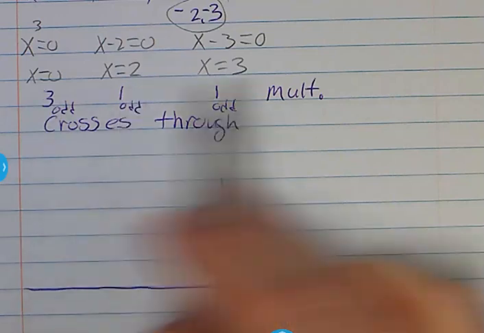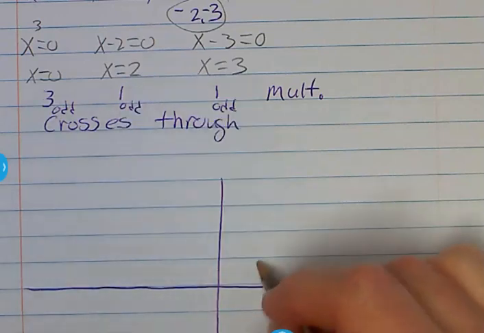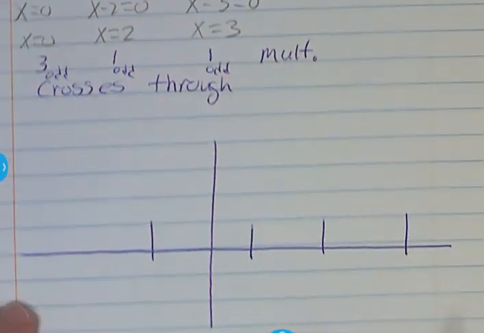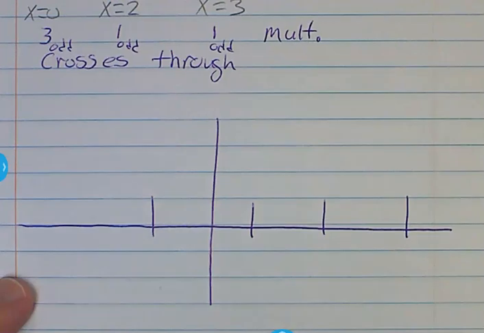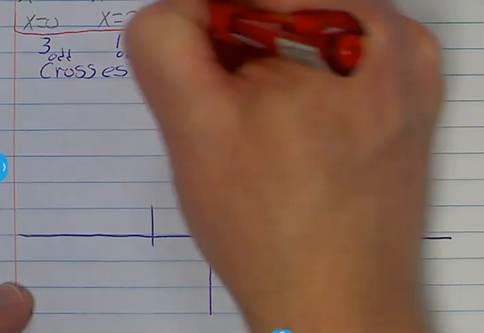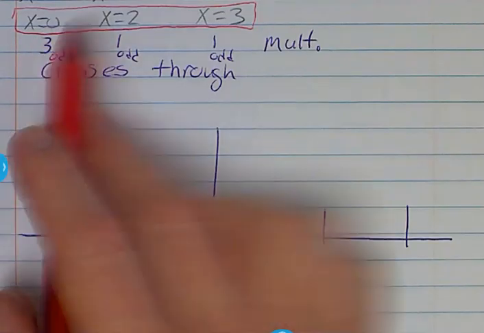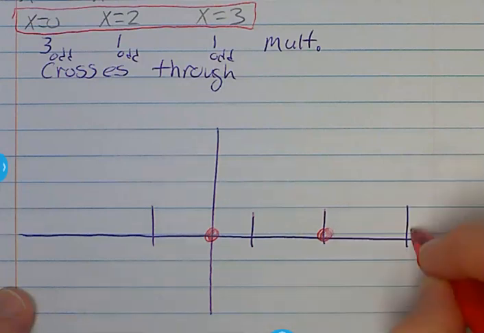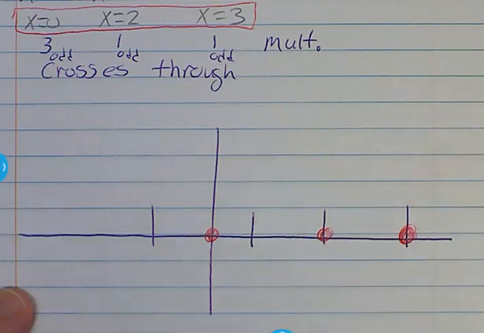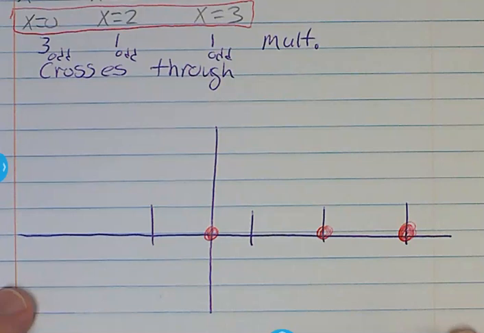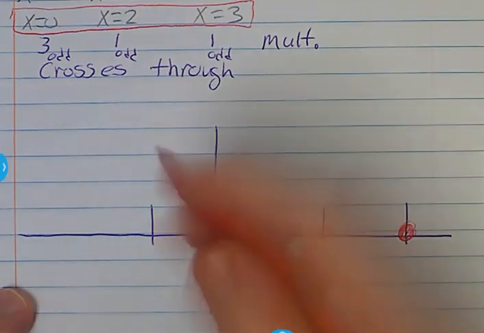I've got 0, 2, and 3. So really we're going over this way. You're going to have to go with the negatives back here, but that's fine. Okay, so there's our solutions at 0, 2, and 3. Now we know that they're crossing through. We just don't know which way they're crossing through.